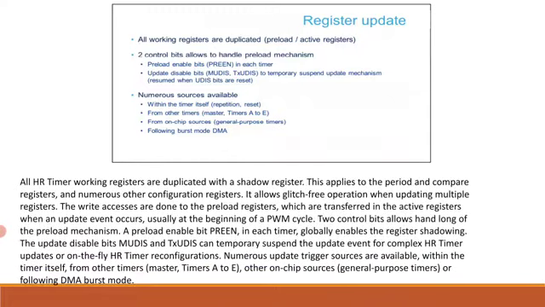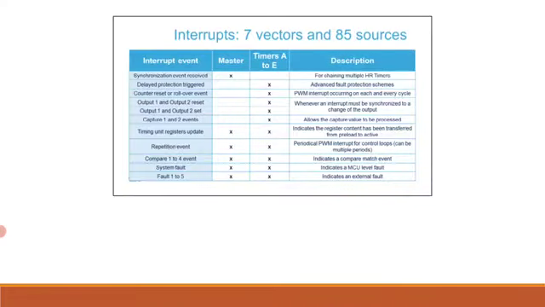The high resolution timer is able to generate interrupts from a total of 85 sources. Here is the listing. They are dispatched on 7 interrupt vectors as follows. One for each timing unit and the master timer, plus one vector dedicated for fault management. The table lists all the sources and gives a brief description of each. Please go through it.